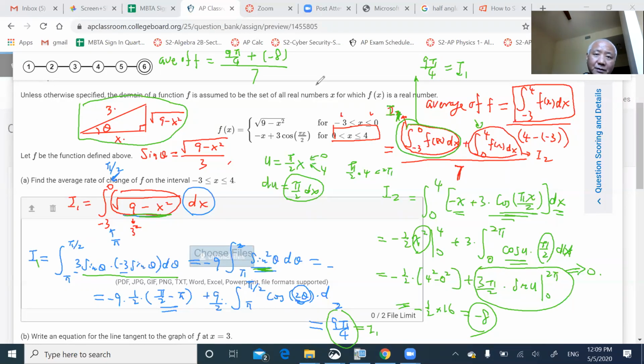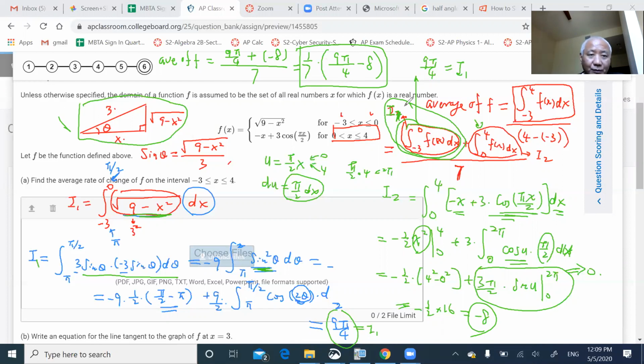Or you can write this one a little nicer. Okay, this is the answer already, but we can make it nicer. We can put it like this: 9 pi over 4 minus 8, over 7. So this is the answer. Yeah, this one is a little bit long, just because of this integration. The first one takes a longer time on that, okay?